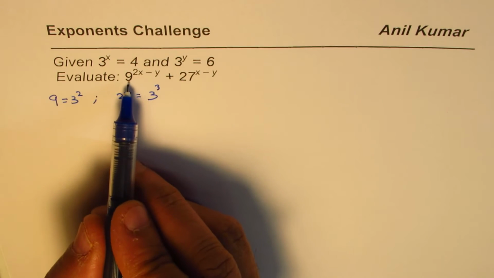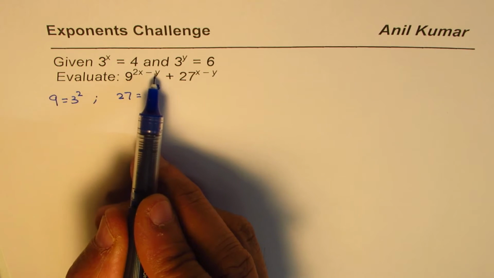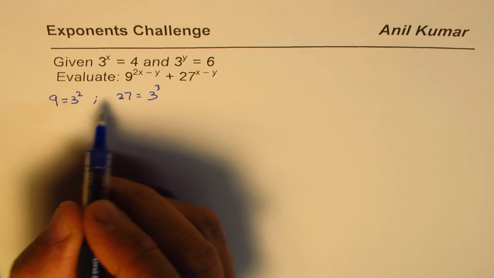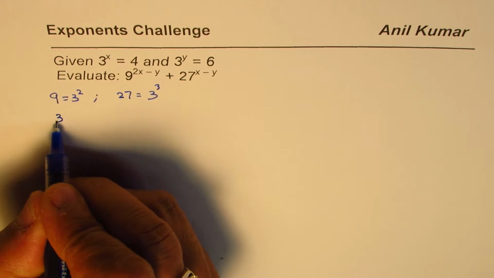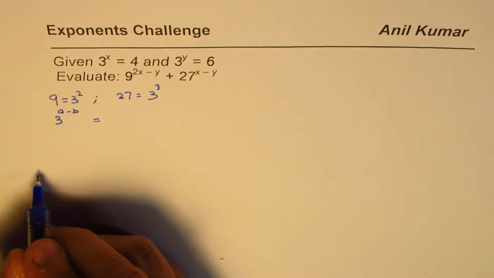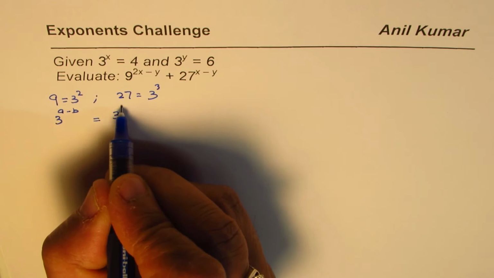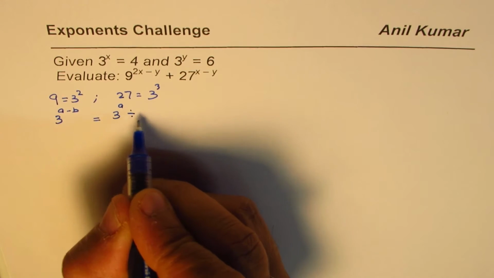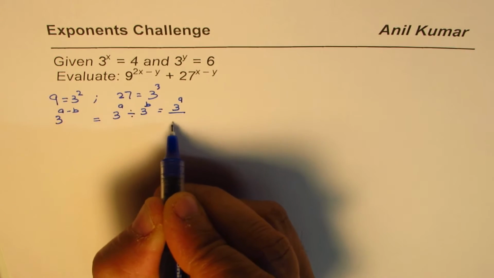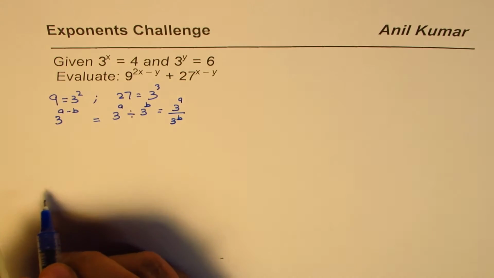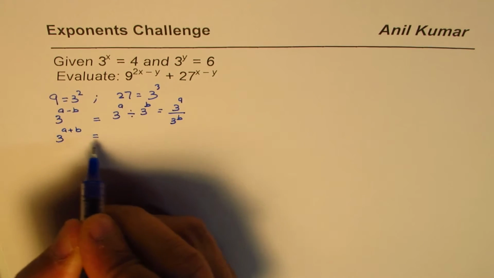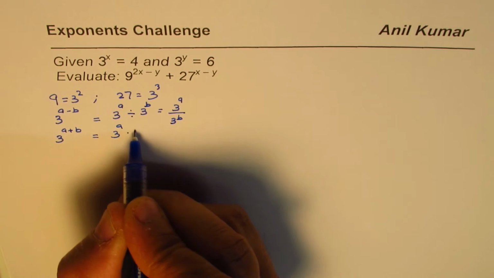Second, if we look at this 9 to the power of 2x minus y, what does it really mean? If I have, let us say, in general, 3 to the power of a minus b, anything, what is that equal to? That basically means it is 3 to the power of a, minus means divide, by 3 to the power of b, which will be 3 to the power of a over 3 to the power of b. However, if I write this as 3 to the power of a plus b, then it basically means 3 to the power of a times 3 to the power of b.